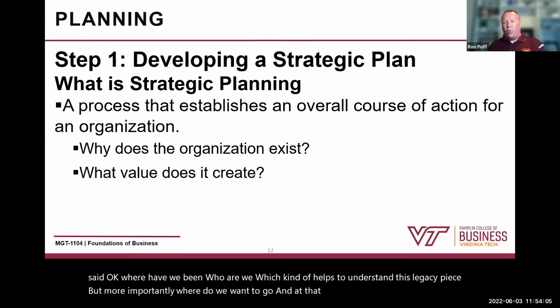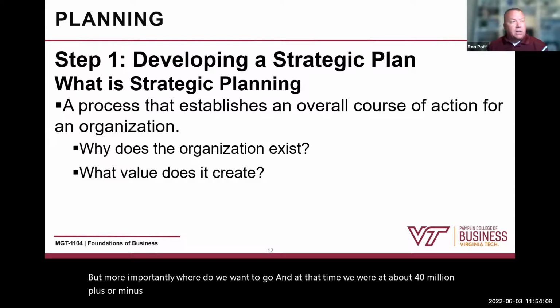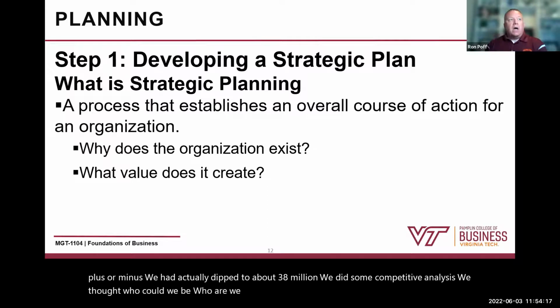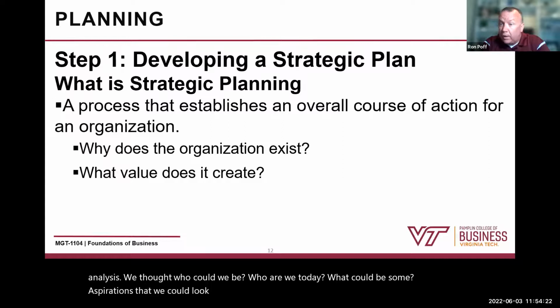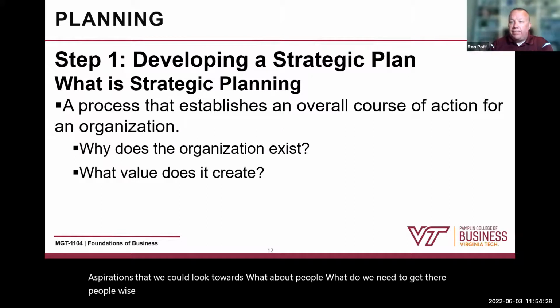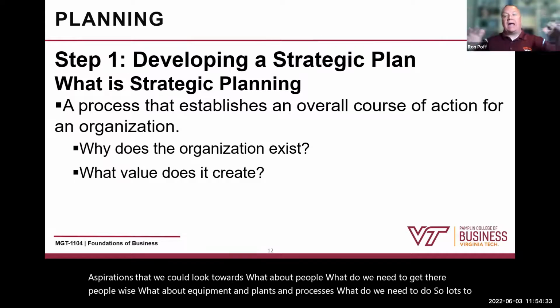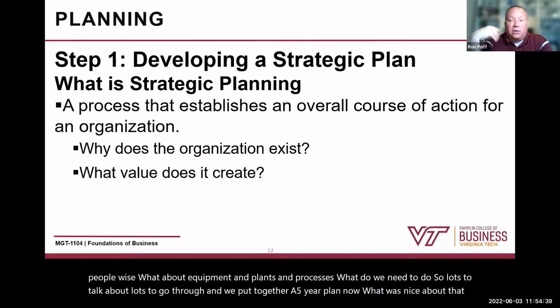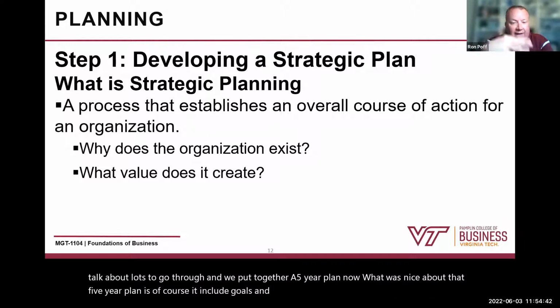At that time, we were at about 40 million plus or minus. We had actually dipped to about 38 million. We did some competitive analysis. We thought, who could we be? Who are we today? What could be some aspirations that we could look towards? What about people? What do we need to get there people-wise? What about equipment and plants and processes? What do we need to do? Lots to talk about, and we put together a five-year plan. What was nice about that five-year plan is, of course, it included goals and objectives, the value that we wanted to create in the market, but it started to look at our branding.